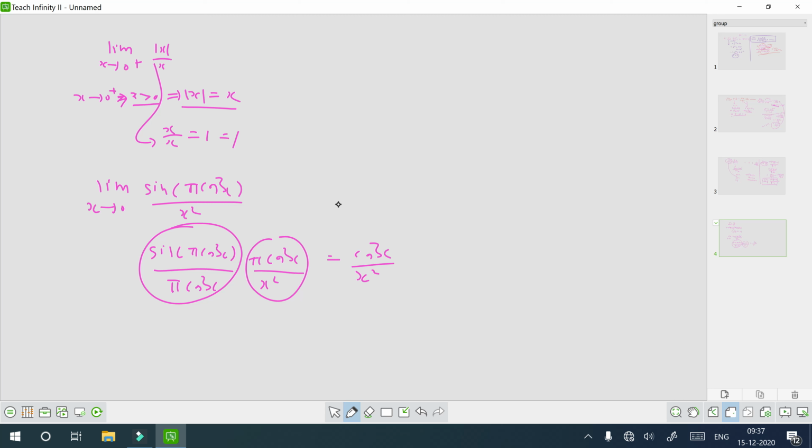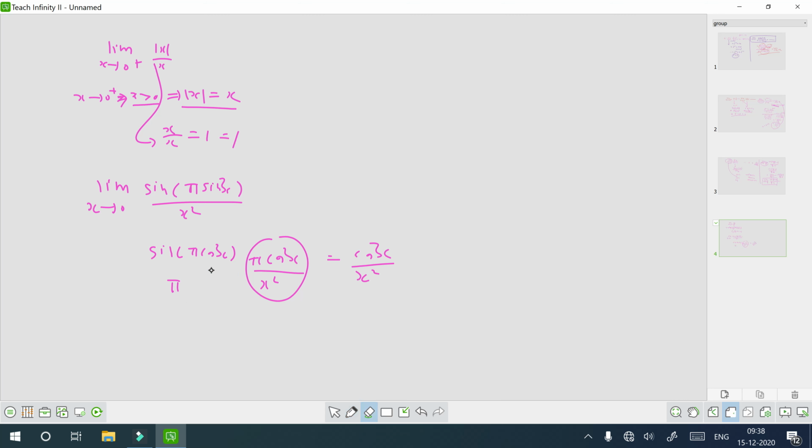And that is limit x tends to... let me see that sum. Actually, some change is there. Sine of pi cos square x by x square. See, definitely sine square x is there, not cos square x. Sorry. In place of cos square, there is sine square x.